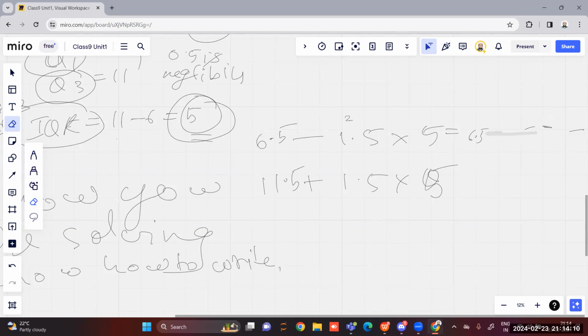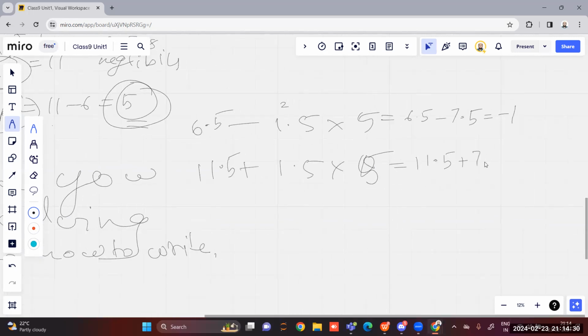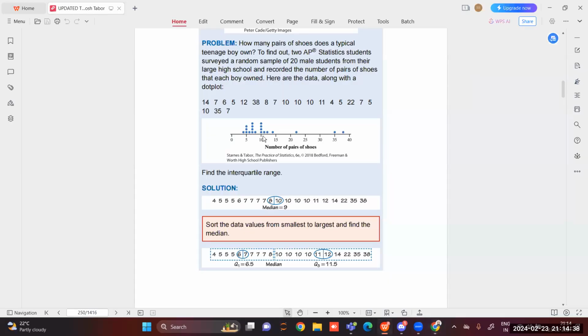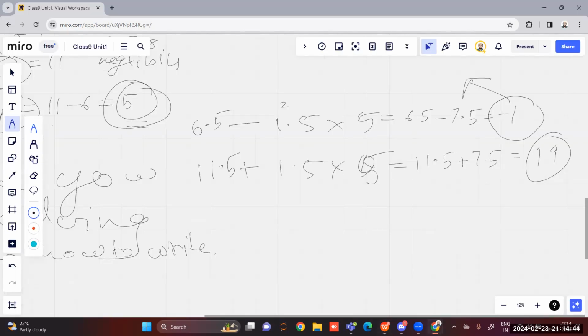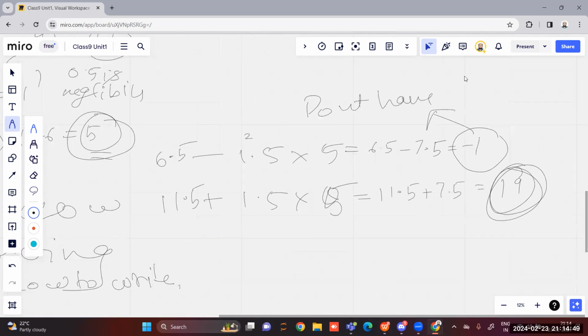So it will be 6.5 minus 7.5, so it will be minus 1. And here it will be 11.5 plus 7.5, which will be 19. Yes or no? So we don't have data points less than -1. So there are no outliers on the left side. Yes or no? And here, 19.